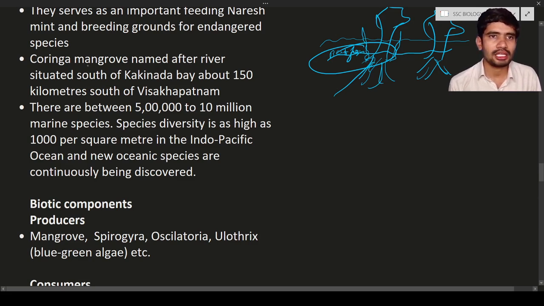Okay, and here there is a mangrove that is known as Koringa Mangrove. It is named after the river situated to the south of Koringa, the Koringa river, which is near Visakhapatnam, okay, and near Kakinada.